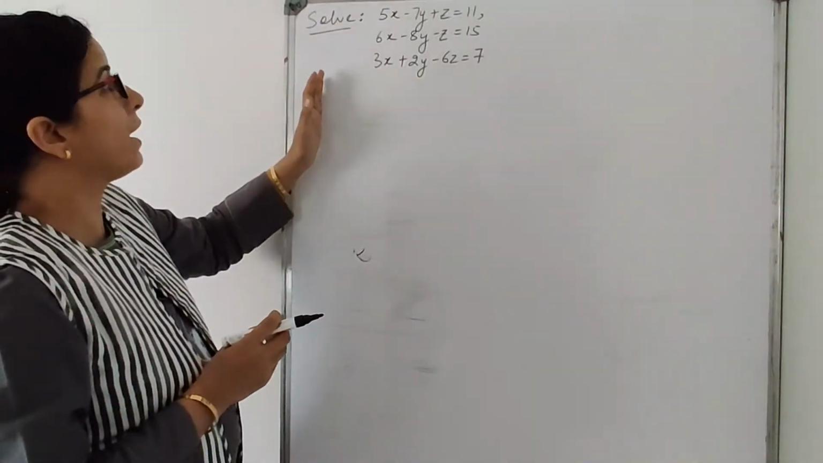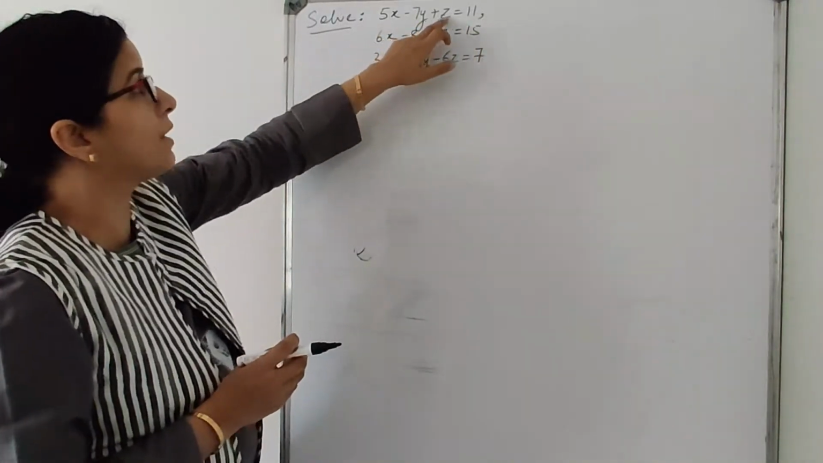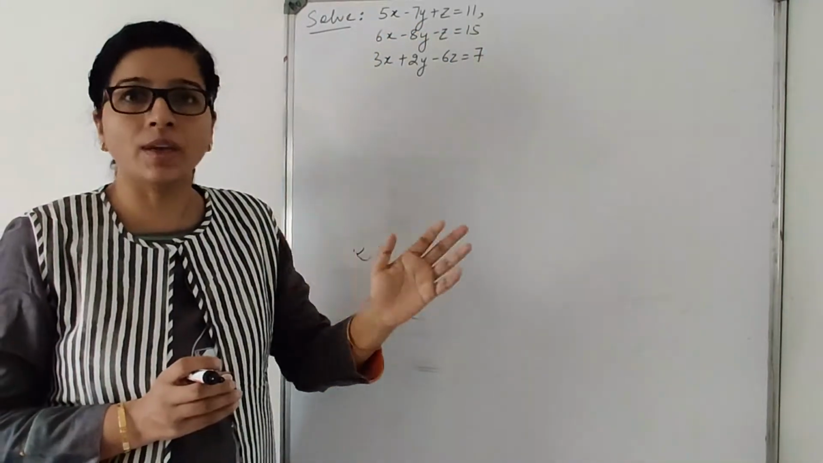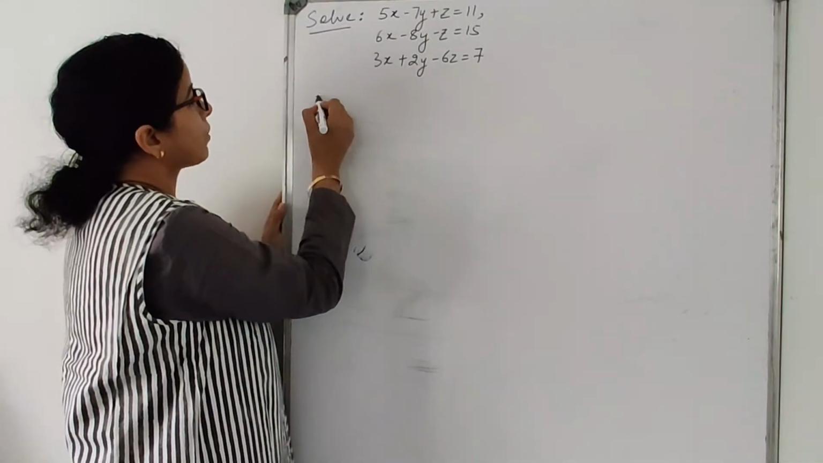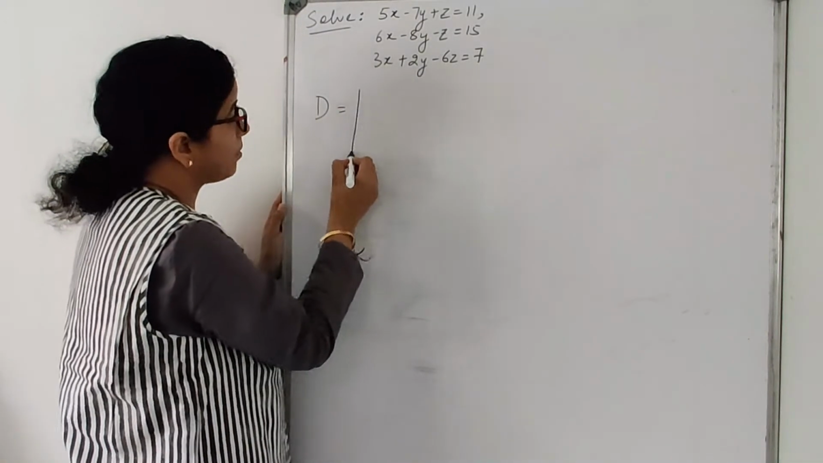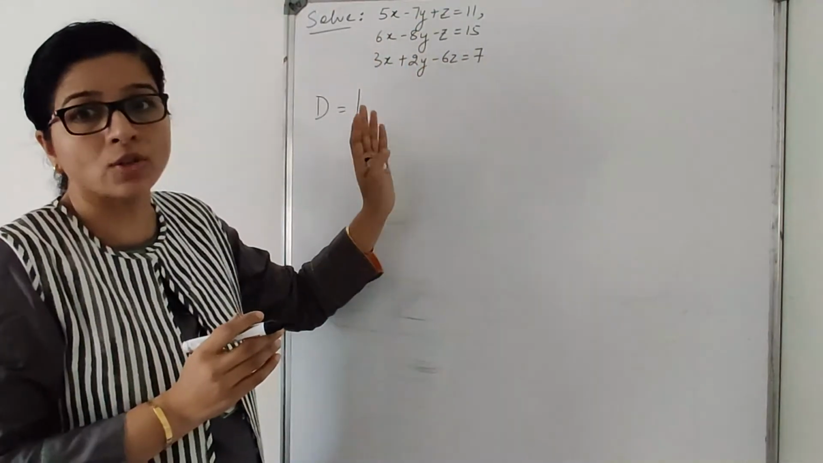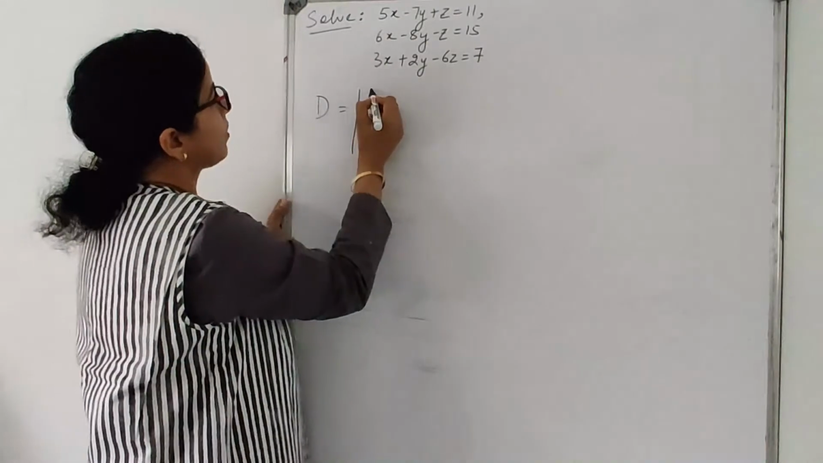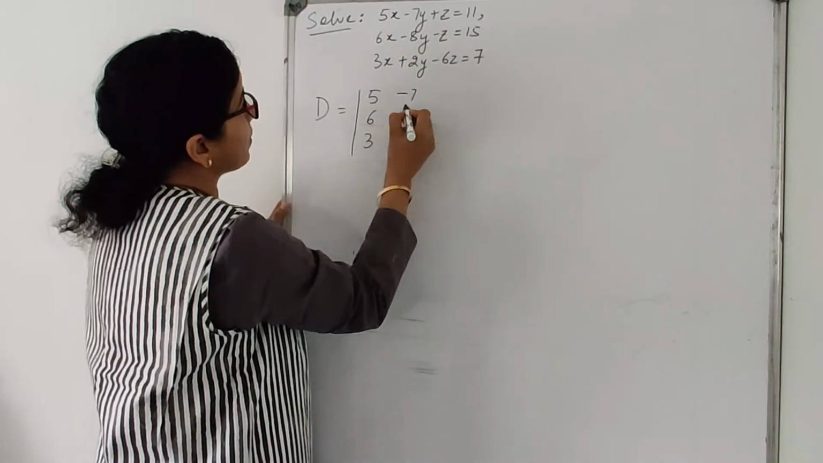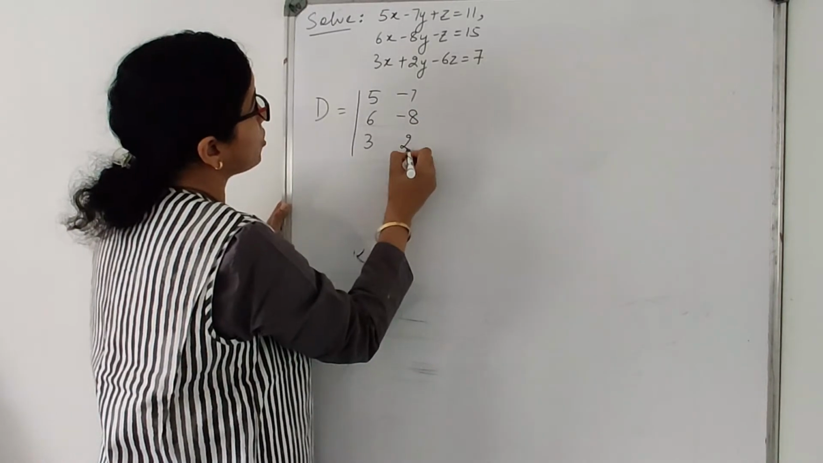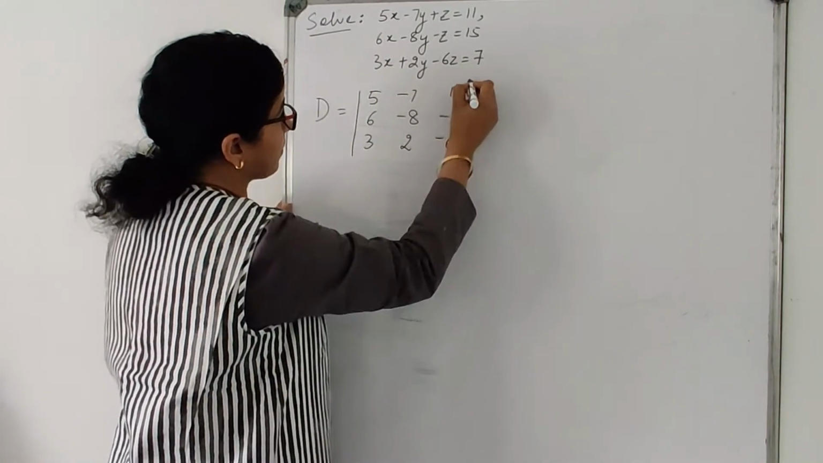Now I have the system of linear equations in which I have three unknowns x, y and z. And now the same thing we are going to do using Cramer's rule to solve this system. So first of all, I will calculate D. D means coefficients of x, y and z. I will frame the determinant and solve the value of it. So what I am getting: 5, 6, 3, minus 7, minus 8, 2, 1, minus 1, minus 6.